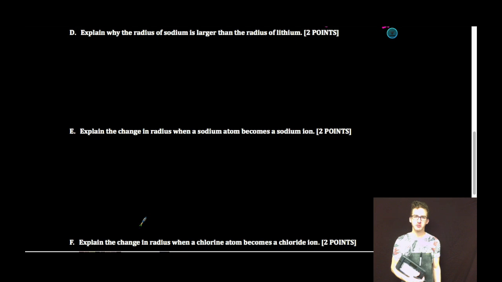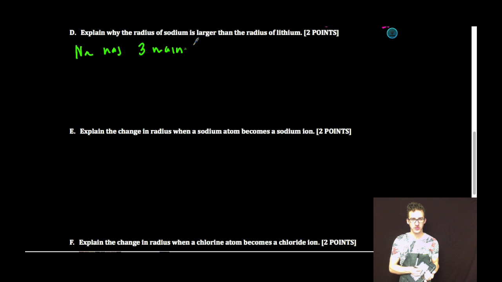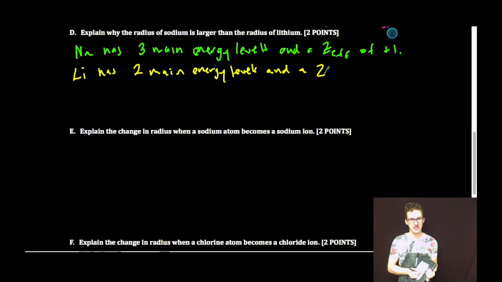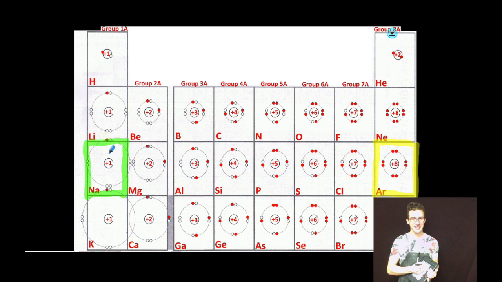Part D. Explain why the radius of sodium is larger than the radius of lithium. Sodium has 3 main energy levels and an effective nuclear charge of +1. Lithium has 2 main energy levels and an effective nuclear charge of +1. Now we're comparing sodium to lithium. Find them on your periodic table.